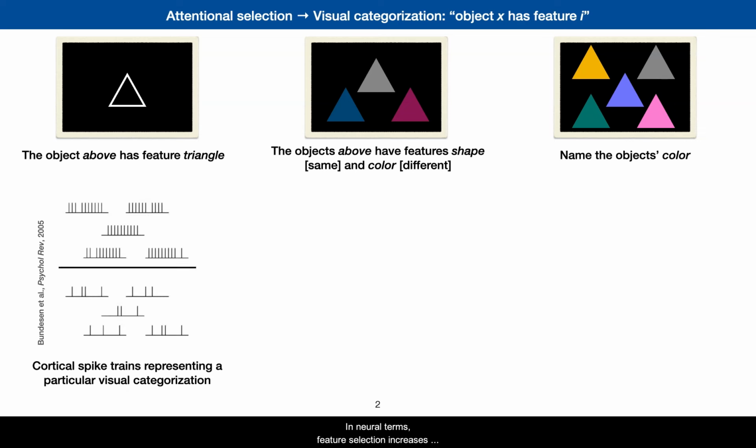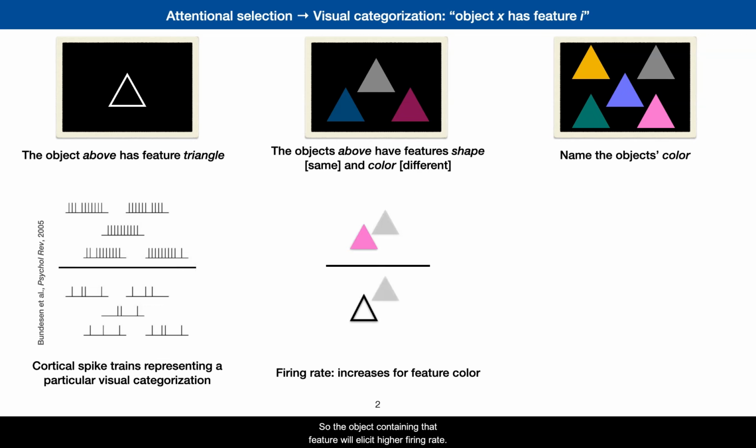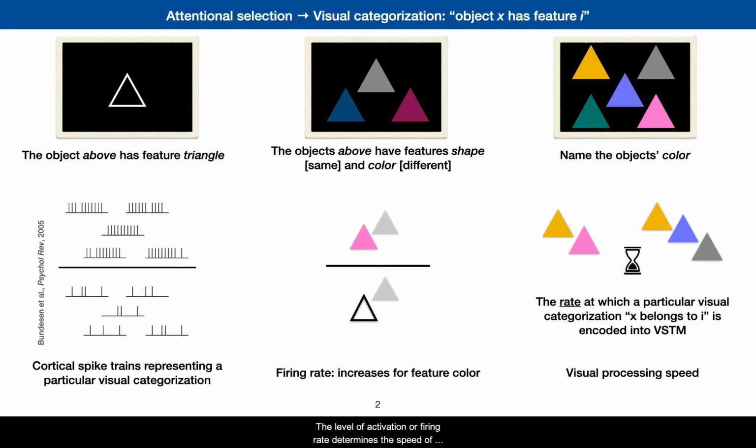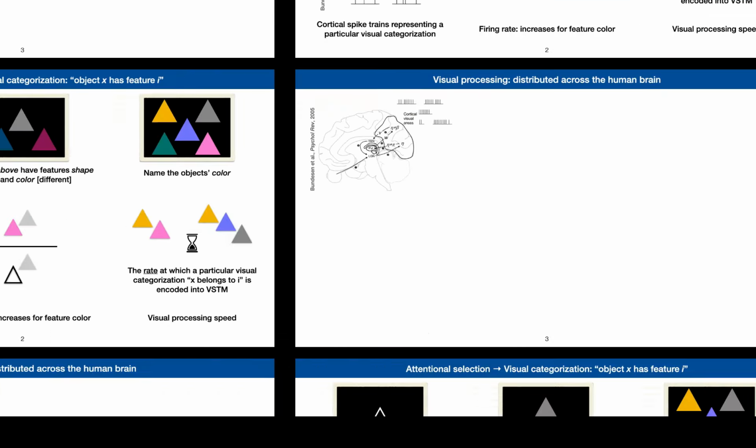In neural terms, feature selection increases the level of activation of cortical neurons coding for that feature, so the object containing that feature will elicit higher firing rates. The level of activation or firing rate determines the speed of visual processing, or the rate at which a particular visual categorization is encoded into visual short-term memory.